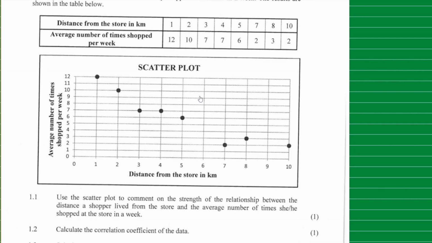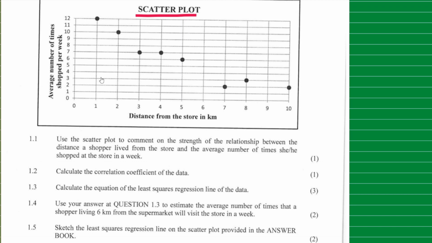And here we have got a scatter plot. I will explain in a while what a scatter plot is. So the question says, use the scatter plot to comment on the strength of the relationship between the distance a shopper lived from the store and the average number of times she or he shopped at the store in a week. So we can see that here. Let me first of all explain the scatter plot briefly.